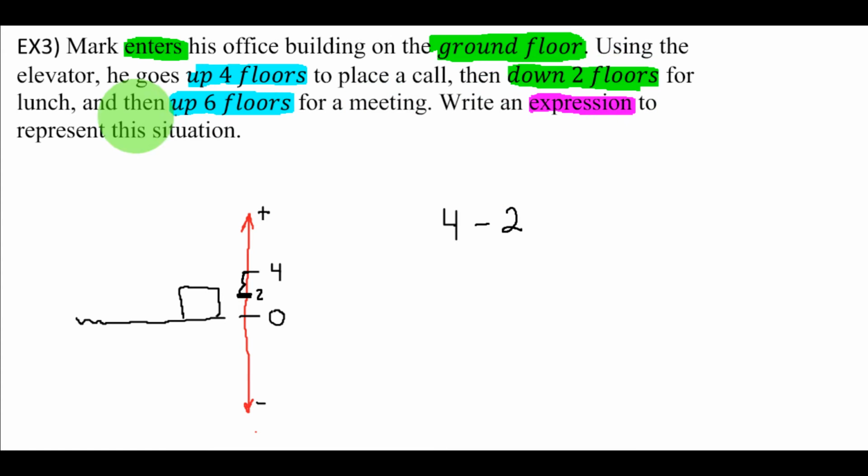And after that, after he eats lunch here, he moves up 6 floors. So now he's on floor 2, but now he's going to move up 1, 2, 3, 4, 5, and 6 floors. So he might be on floor 8 here, but we're not focused on the floor that he's on. We're focused on that expression again. Since he's moving upward, he's moving in a positive direction. He's gaining floors. Therefore, we're going to add 6. So 4 minus 2 plus 6. Now here's our answer. I'm going to box it up.